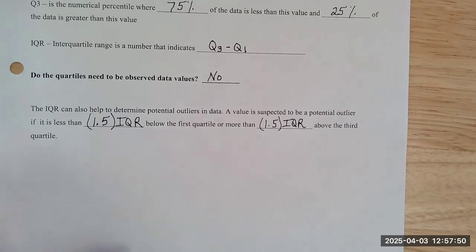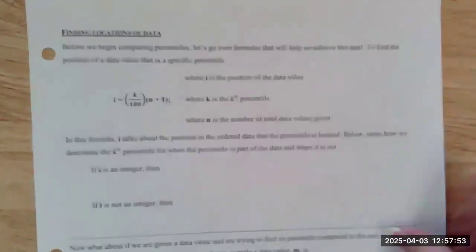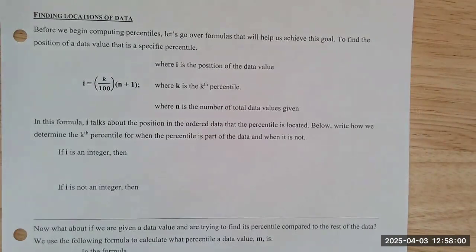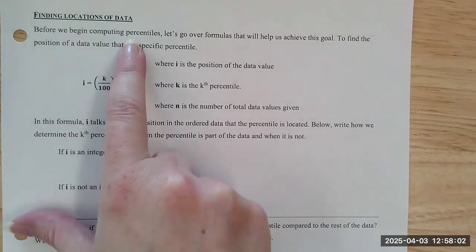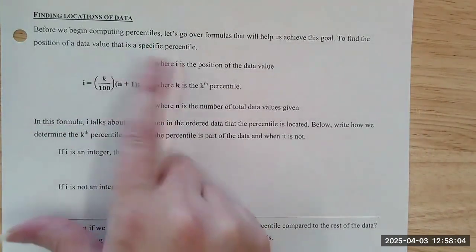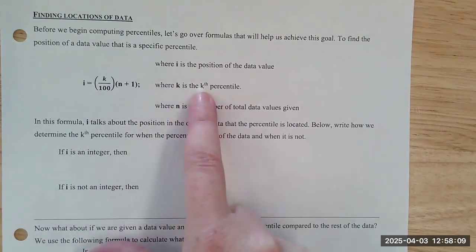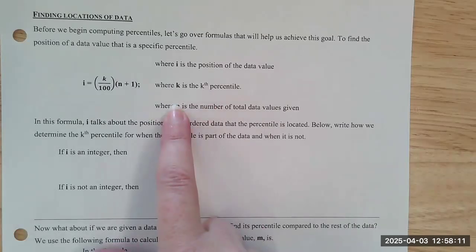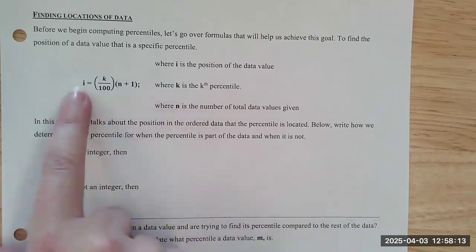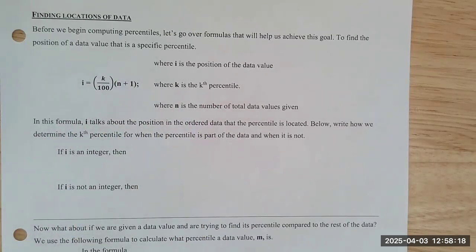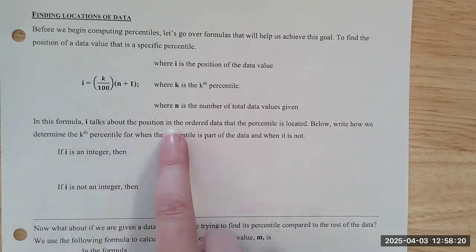All right, page 2. That's our formula page. There's not a lot to fill out on this page, but it's good to have. We'll have it filled in properly. So before we begin computing the percentiles, the formula that we have: I is the position of the data value, K is the percentile, N is the total number of data values given. So our formula is I is equal to K divided by 100 times N plus 1. In this formula, I talks about the position in the ordered data.